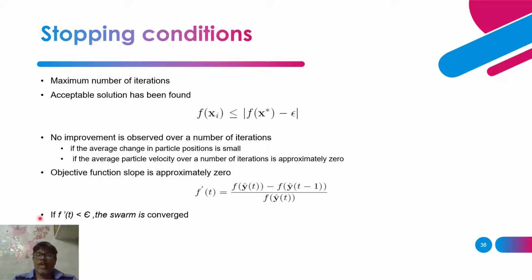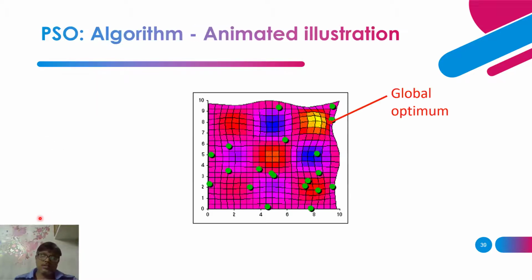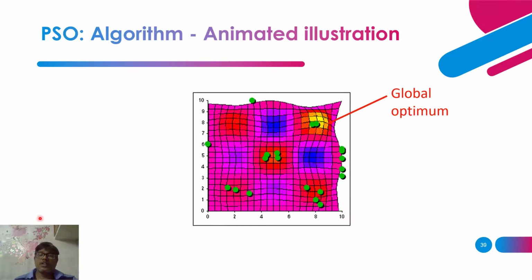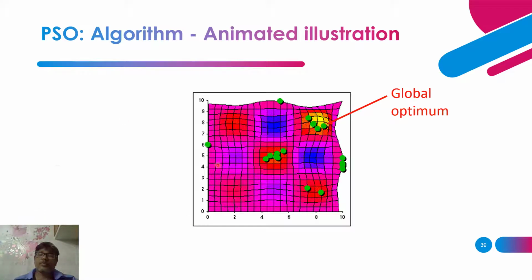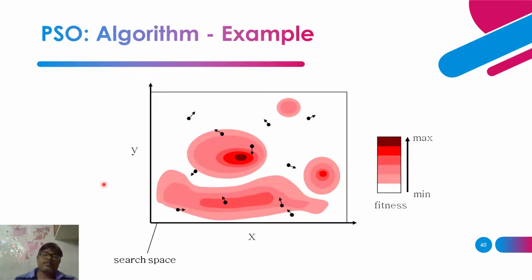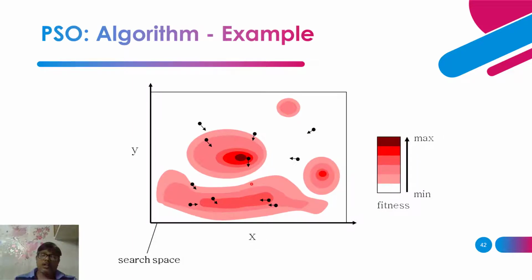So there is an animation. You can see this is the global optimum point, and the particles are slowly converging to this. One more animation, let's take as an example. You can see here, this is the maximum point, and these are the different locations where our particles are present, but slowly they will be converging, moving towards the maxima point.